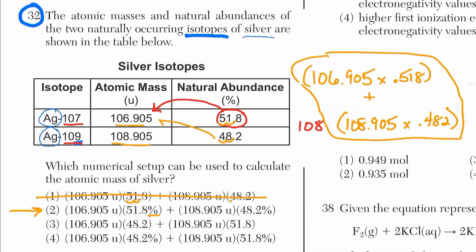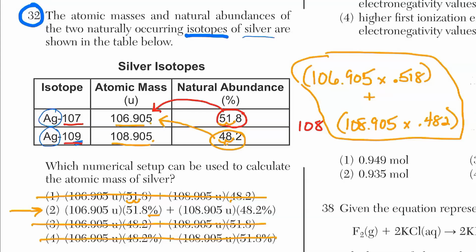They're trying to find the percentage of this isotope, which no, the percentage is due to this one, so that doesn't make any sense. They've got those mixed up. And then they're doing the same thing for number 4. They're putting the wrong number with that atomic mass. So if you think about it, the only choice that makes sense is 2.